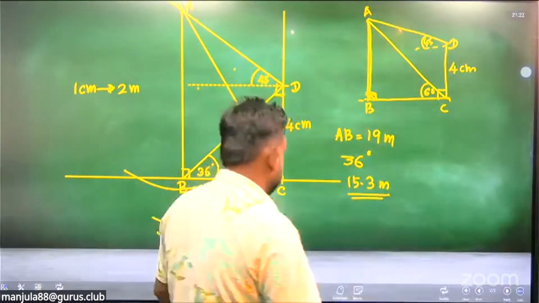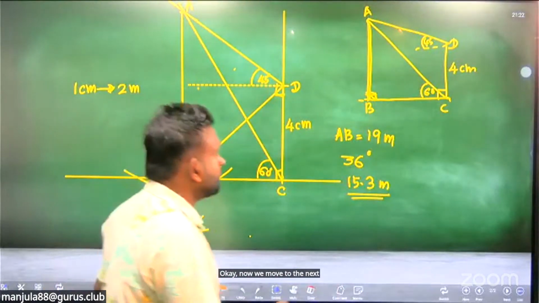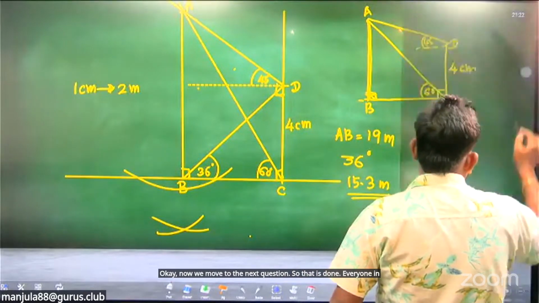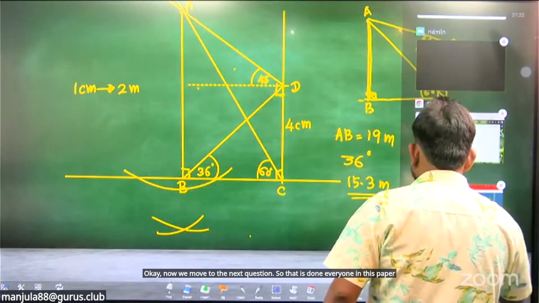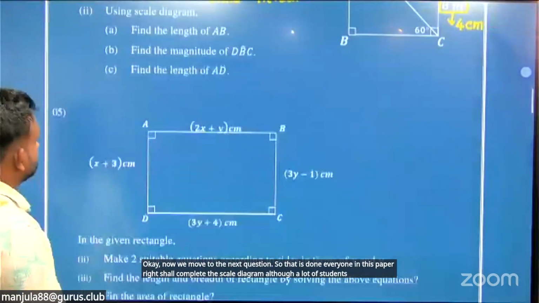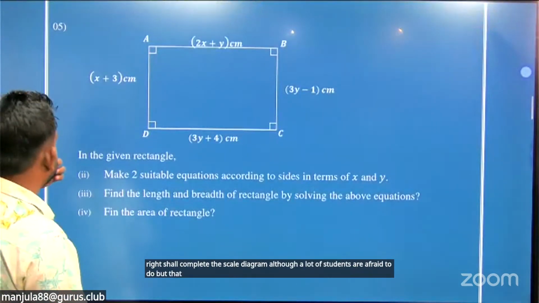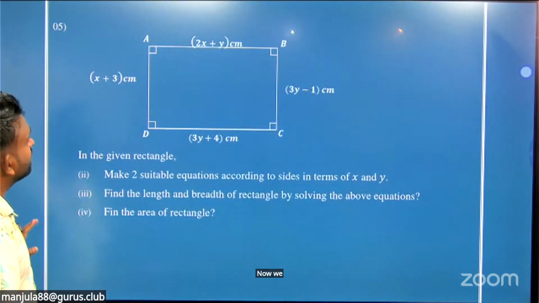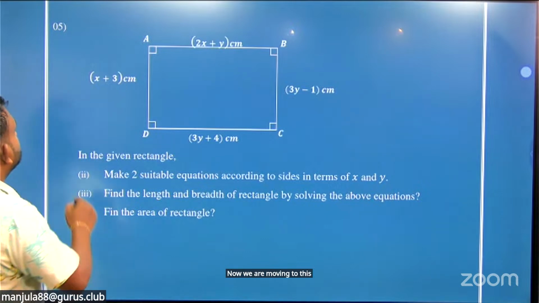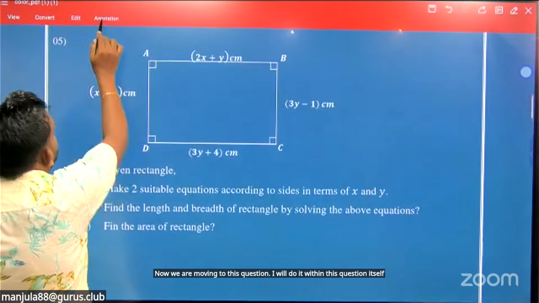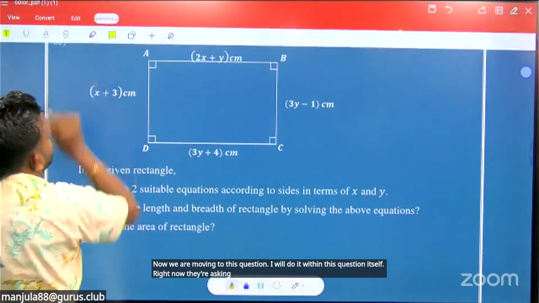Okay, now we move to the next question. So that is done. Everyone in this paper shall complete the scale diagram. Although a lot of students are afraid to do it, it is not that hard, right? Now we are moving to this question. I will do it within this question itself.